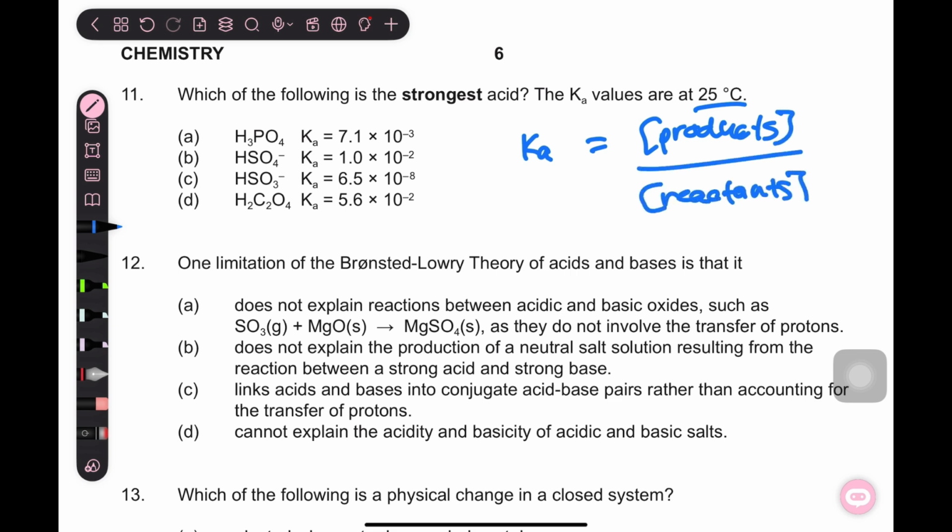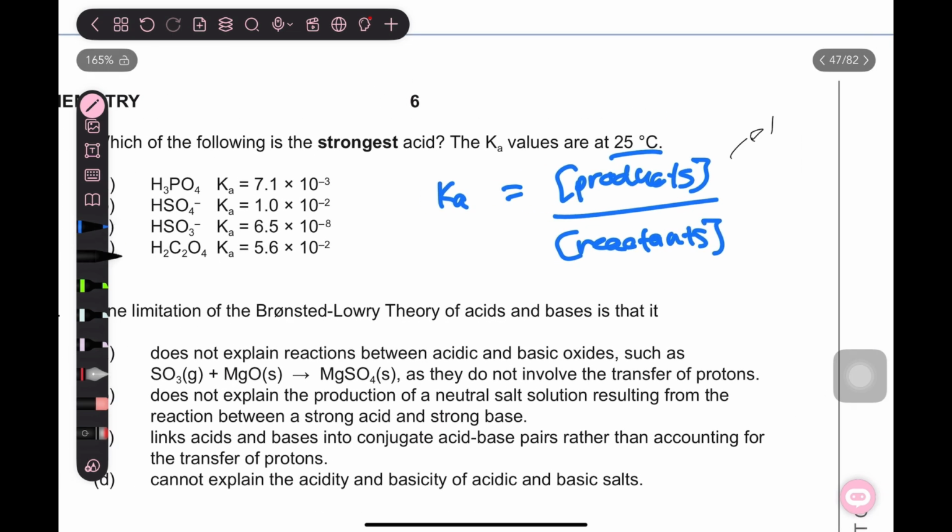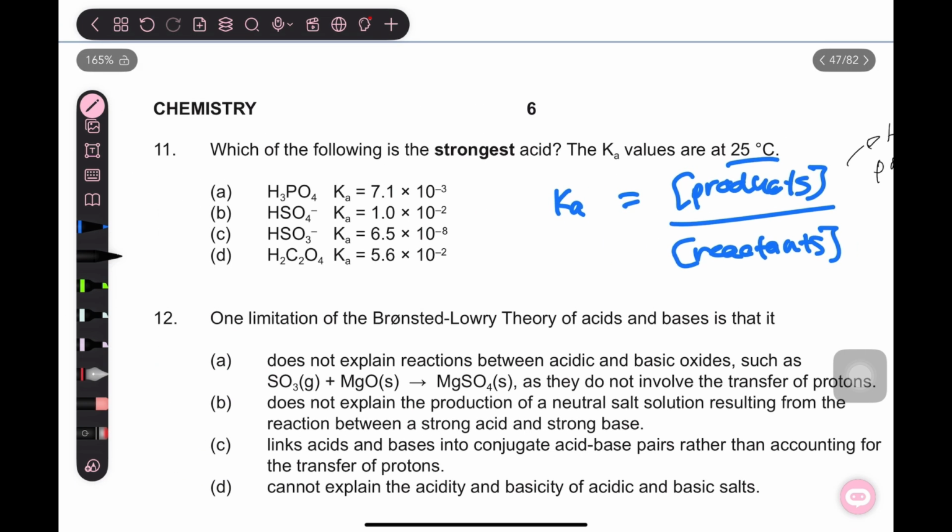And in this case, the concentration of the products is essentially the H+ that's produced by the acid, so the extent to which it ionizes. So we're looking for the largest value, so we can pretty quickly identify that the answer here is D.